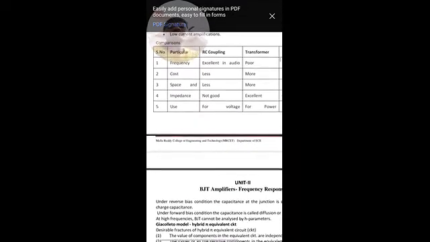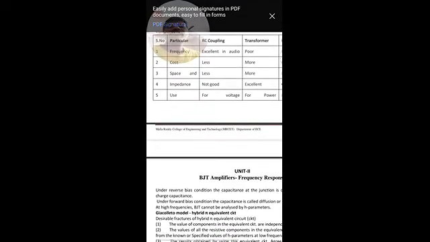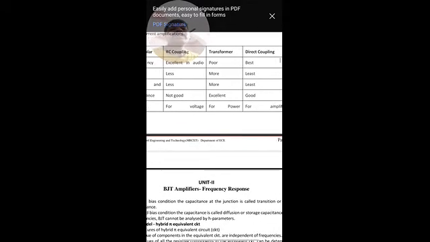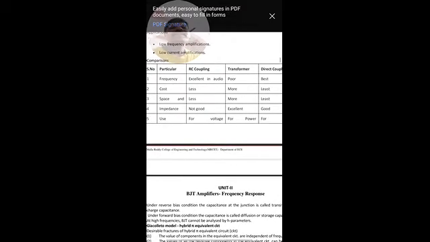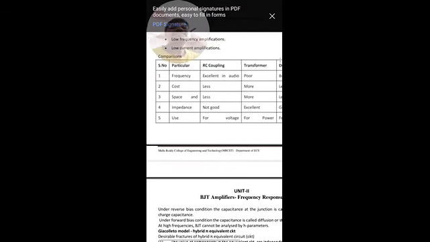So far we have studied three types of coupling in the multi-stage amplifier: RC coupled amplifier, transformer coupled amplifier and direct coupled amplifier. Now we will compare these three configurations.